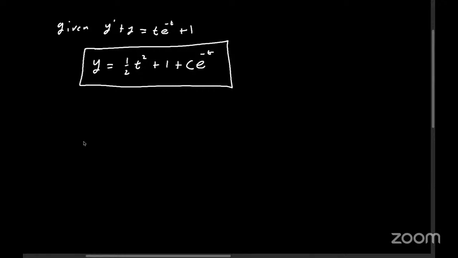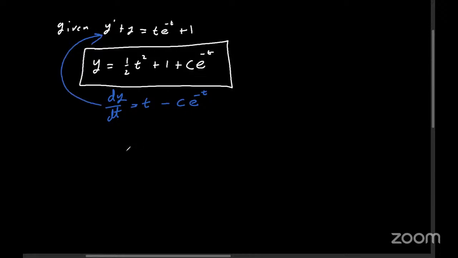I don't know if this would help anybody, but we could try that. So dy/dt, the 2 comes down, so you just get t, and the 1 goes to 0, so that's fine. And then this negative t would come down. I should say negative 1, so minus c e to the negative t. And the idea is that if you plug this in, you should get what you started with.